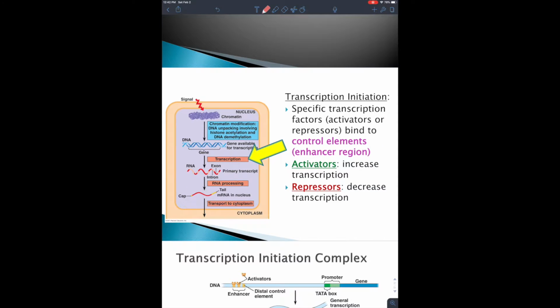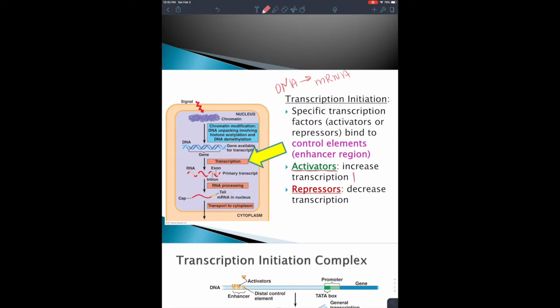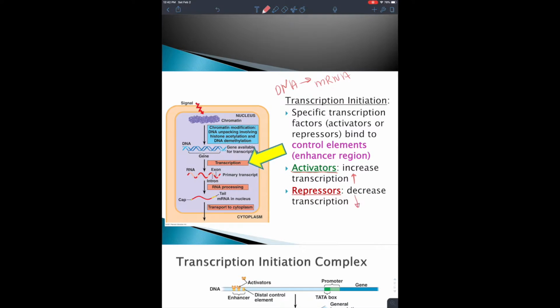Now, transcription initiation. Remember, this is going from DNA to RNA. Now, specific transcription factors can bind to your genes and enhance or slow down the amount of expression that's going to occur. So we kind of went through this with the operons. Activators are elements that increase transcription. Repressors are going to decrease transcription.